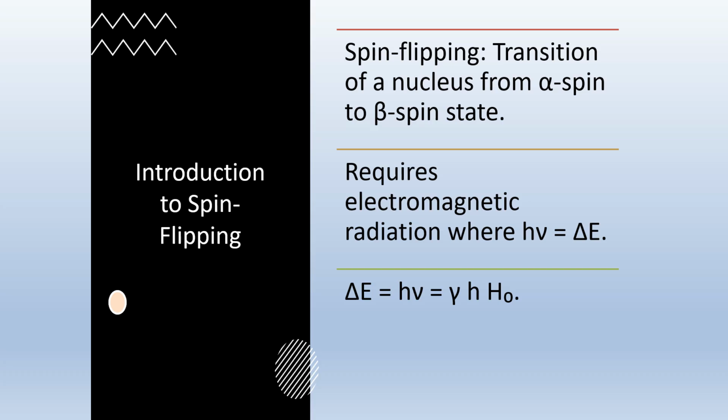To flip a spin from low to high energy, a specific amount of energy must be absorbed. This energy corresponds to a precise frequency of electromagnetic radiation. Spin flipping is the transition from one state to the other and is the basis for technologies like NMR and MRI.